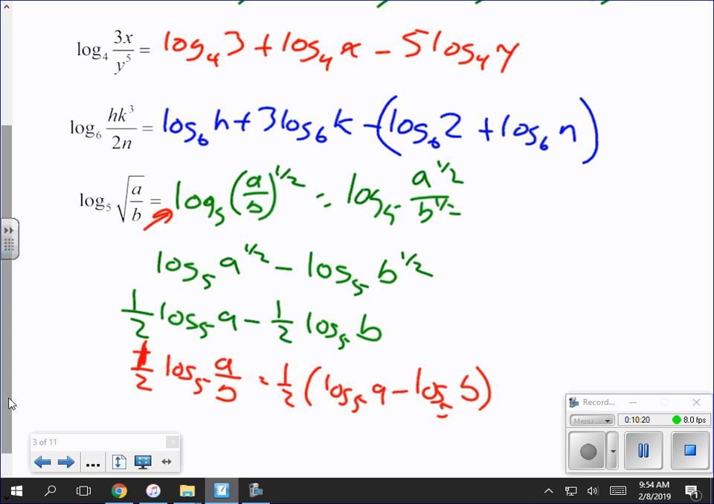But the important thing is you absolutely have to rewrite your radical as an exponent, or you cannot do this. You can't simplify it in radical form. There's actually not a whole lot of things you can do to stuff in radical form. You put them in exponential form, it's so much easier to work with.